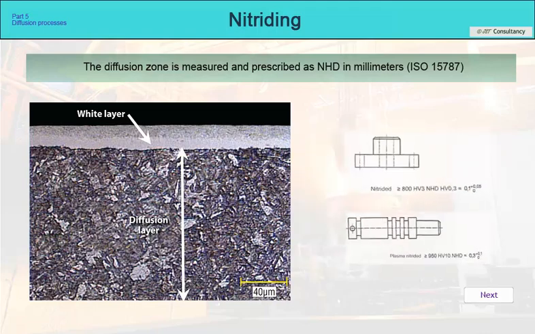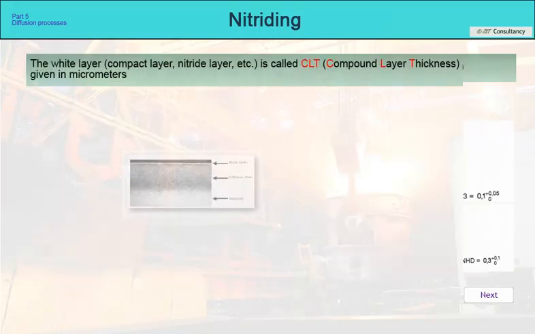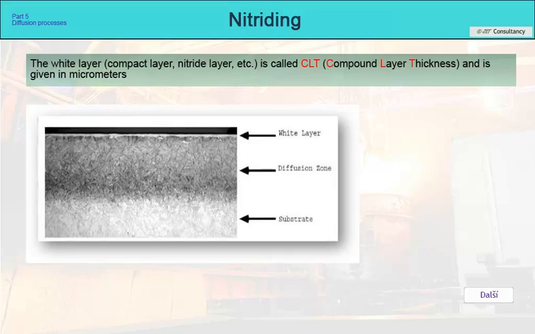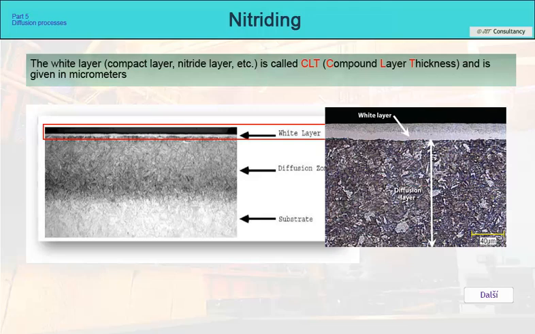The diffusion zone is prescribed on the drawings as NHD according to ISO 15787. The white nitride layer is also prescribed on the drawings and is designated CLT, compound layer thickness. The thickness of this compact white surface layer is prescribed in microns. Neither of these layers is self-contained.